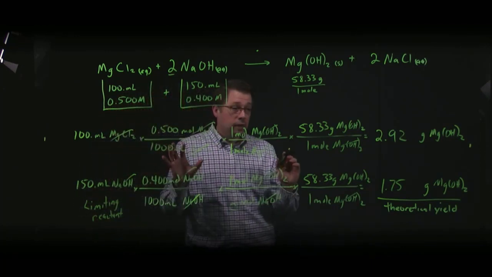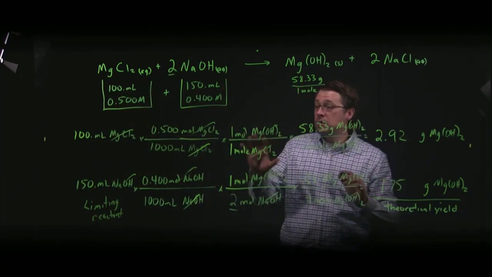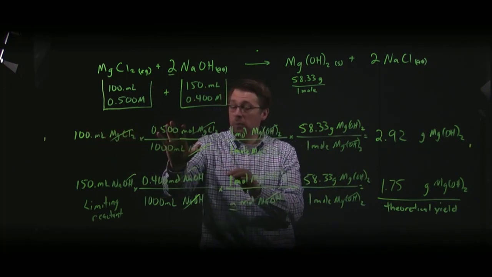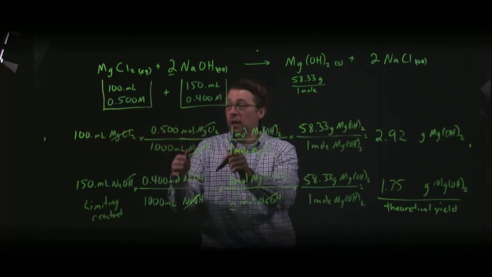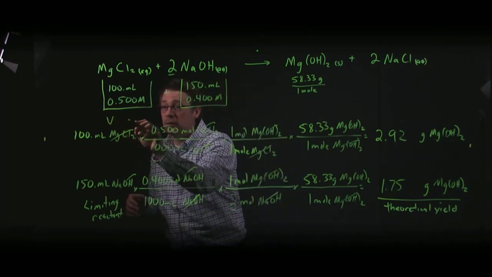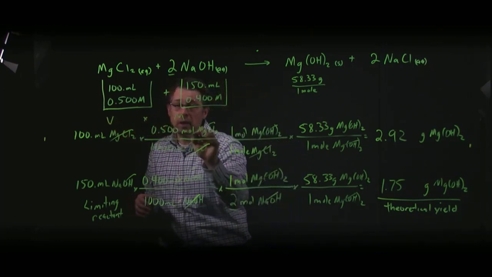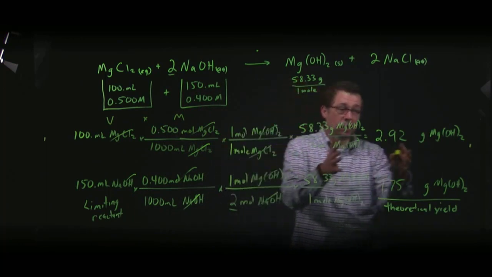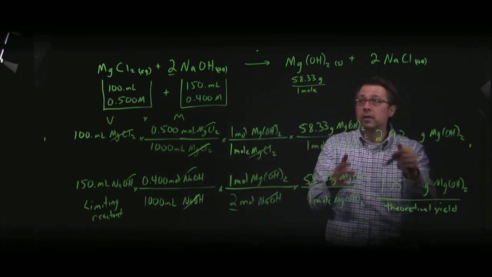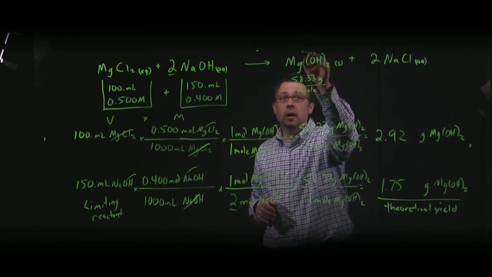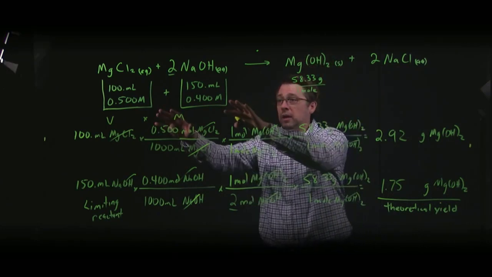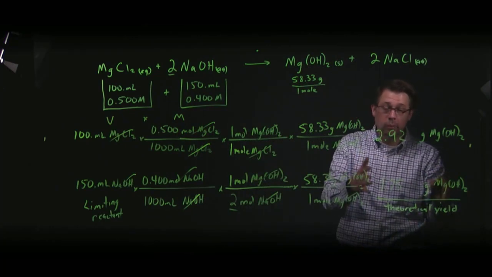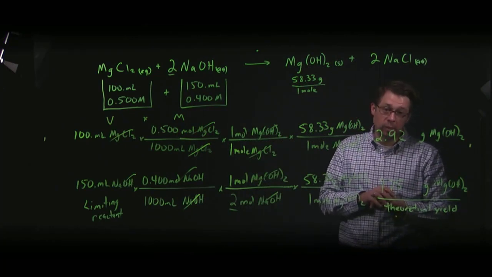So the biggest point here is that you can get yourself into moles by taking the volume times the molarity in this first step, because this is the same thing as the volume times the molarity. And then once we have moles, then we can do traditional stoichiometry to get to grams of the product. So that was my goal, is to figure out how many grams of this, once I mix these two things together, could potentially precipitate out. 1.75 grams is the maximum that can be produced.